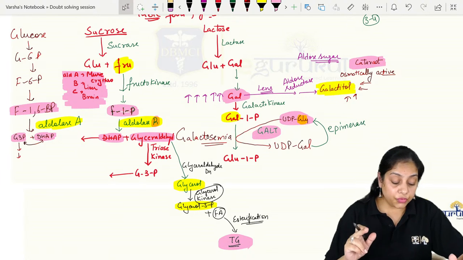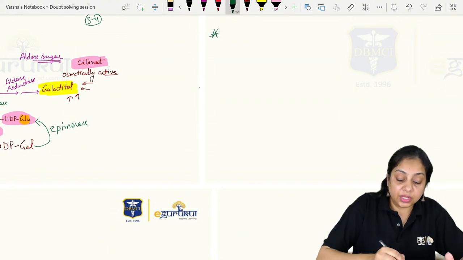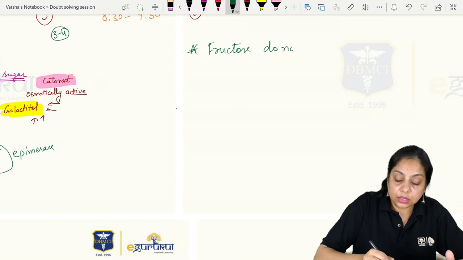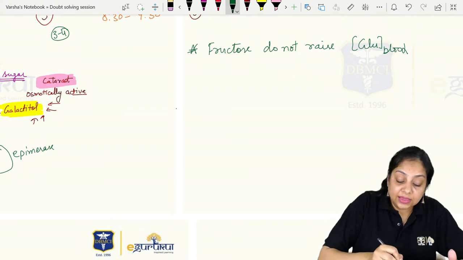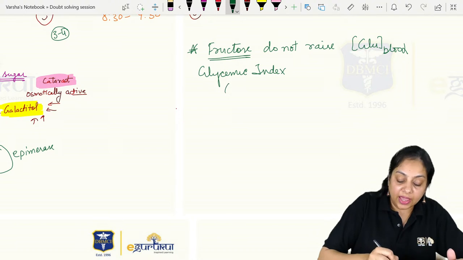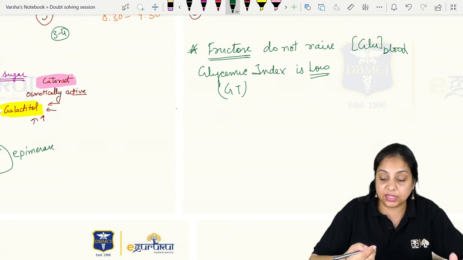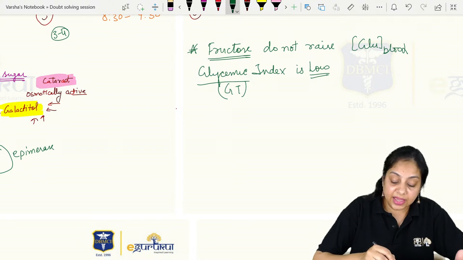Right? Now, here are a few facts before I jump into other things about fructose. Write these facts down. These are very important from the clinical point of view. See, fructose does not raise blood glucose. Why? The glycemic index, in short I write it as GI, is low. Rather, it is used in controlling the glycemia, hyperglycemia. It is given to the patient. So, its glycemic index is low.